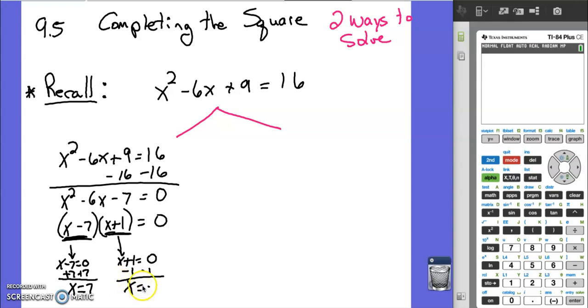And remember what these answers represent. They're called zeros. So if I did graph this, it would cross at 7 and cross at -1. Those are called x-intercepts, zeros or roots. And that's what those answers would be.